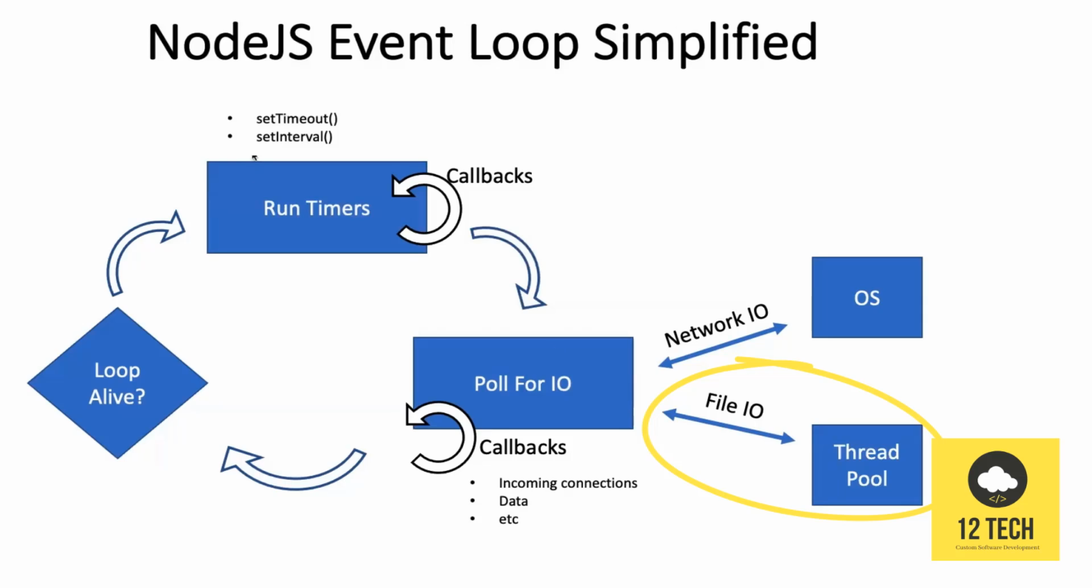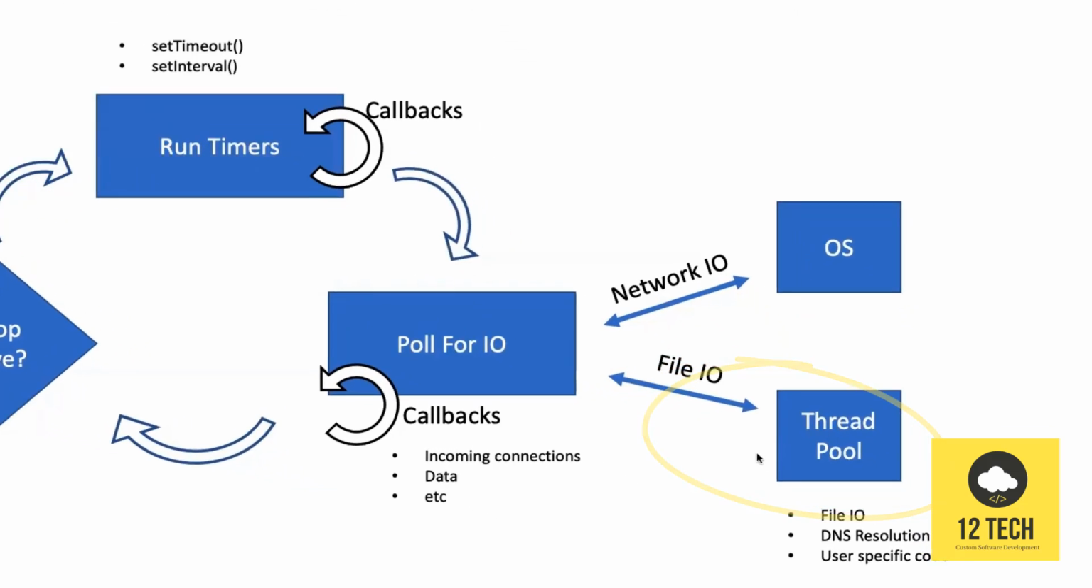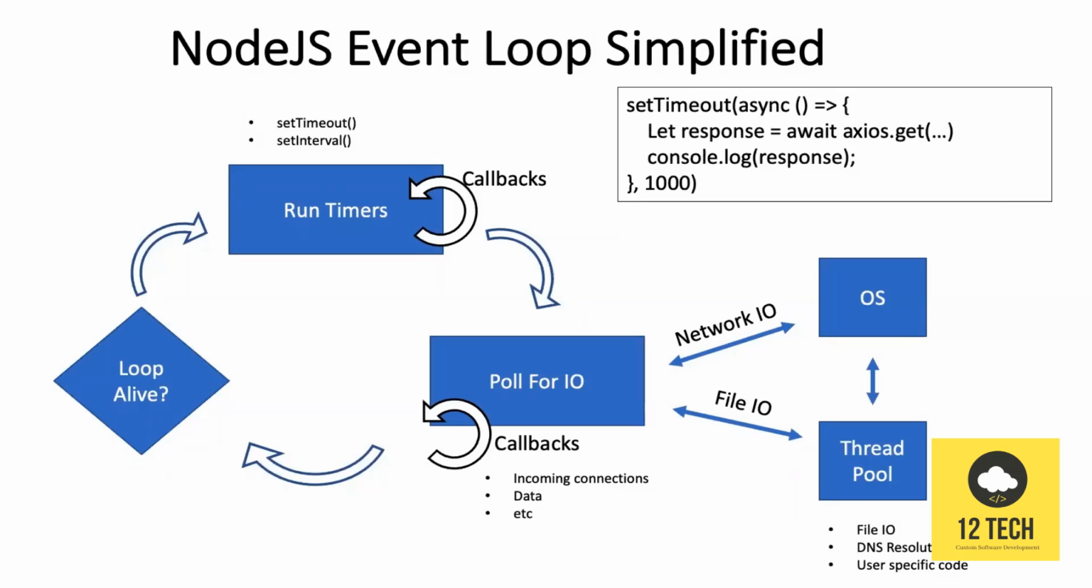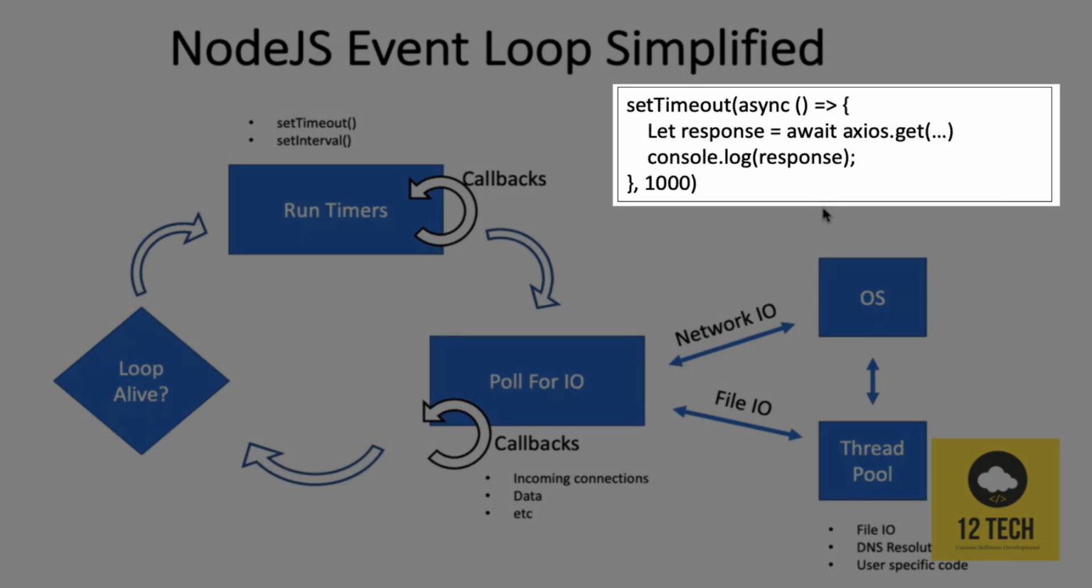Because everything has to be non-blocking, because this is just one single thread. So that's why for file IO and some of the other operations, we utilize the thread pool. The default number of threads in the thread pool is 4, but we can adjust that. And besides file IO, other things that get executed by the threads in the thread pool are DNS resolution calls and user-specific code, which you can schedule using underlying libuv's calls to run your own custom code in a thread. To further understand the concept here, let's look at the sample code.